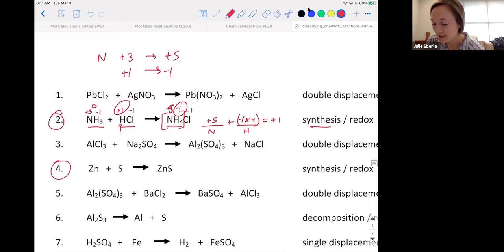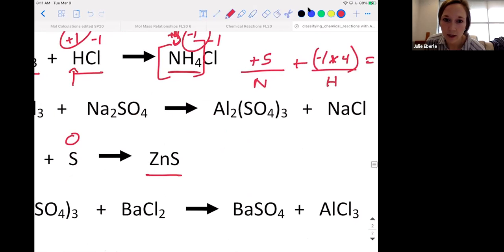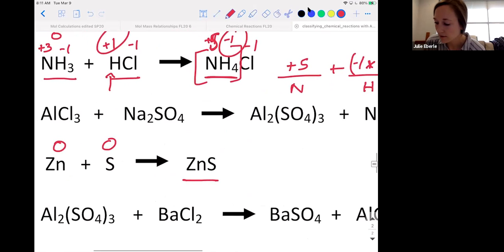A much, much easier one to tell that it's redox is zinc and sulfur make zinc sulfide, okay? You know from rule number 1 that any element by itself gets an oxidation number of 0. So it's very easy to come through on the reactant side and say, okay, zinc, sulfur, 0, 0. All right. Now on the product side, they're in a compound, so they have to have oxidation numbers. Again, positive oxidation number first, negative oxidation number second. So here sulfide, anybody want to guess what the oxidation number on the sulfur is going to be in zinc sulfide?